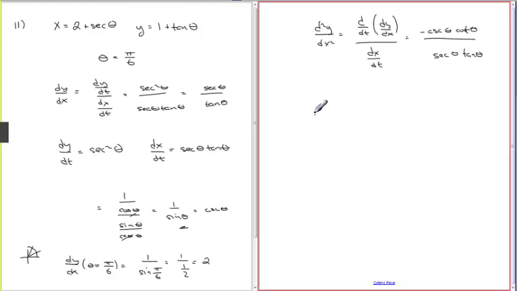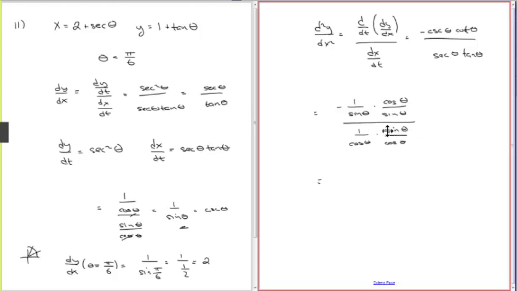Okay, so what the heck does that all mean? Well, probably the best thing to do is to put it in sines and cosines. So you get 1 over the sine of theta for the cosecant. The cotangent is cosine over sine. And we divide by the secant, which is 1 over the cosine. And then we multiply by the tangent, which is the sine over the cosine.